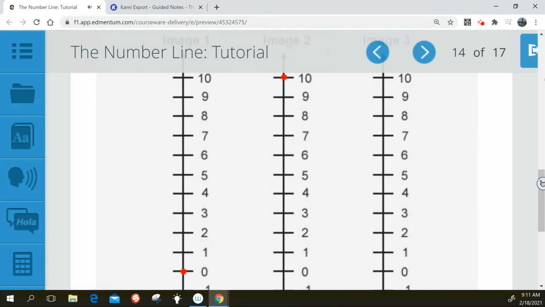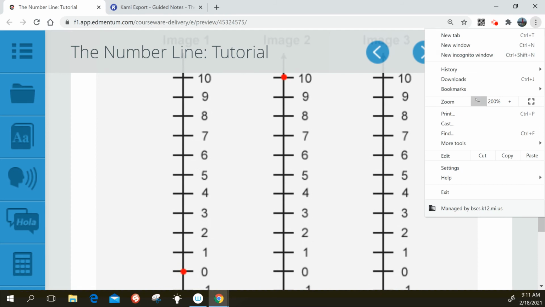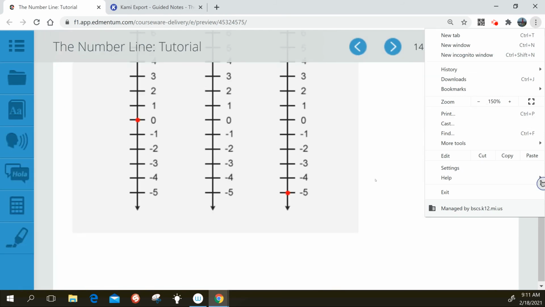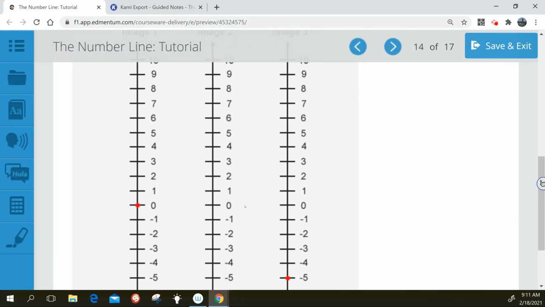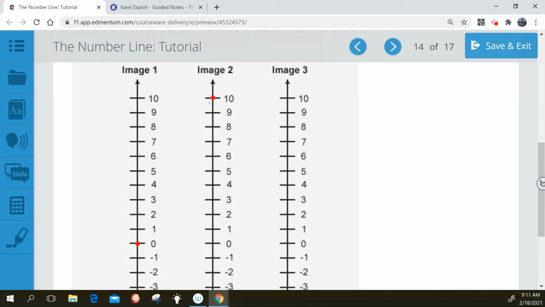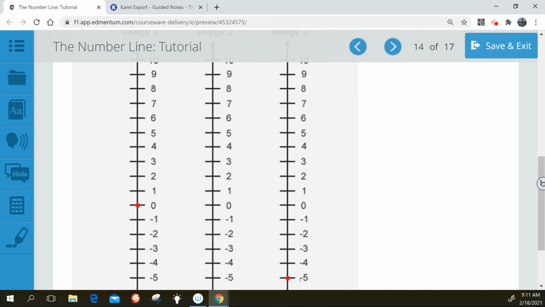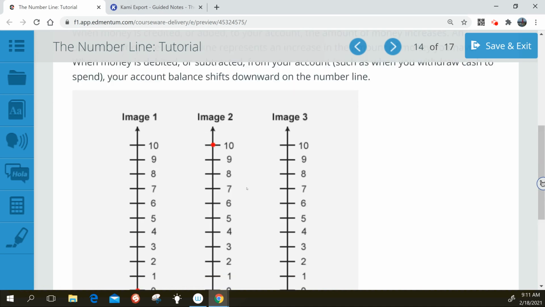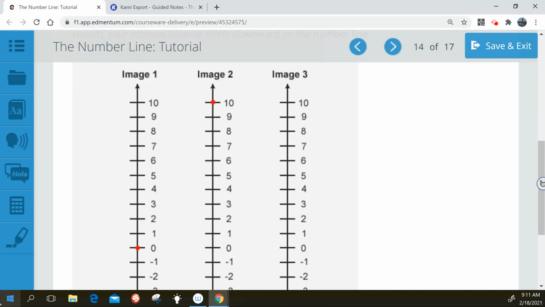All right, so let's look at these number lines. Make this a little bit smaller here. And we can see that we started out at 0. We got some money. We went up to 10. And then we spent more than we had, right? So now we're in that negative situation. So those account balances can show on the number line. So go ahead and fill in what you need to fill in on your guided notes.